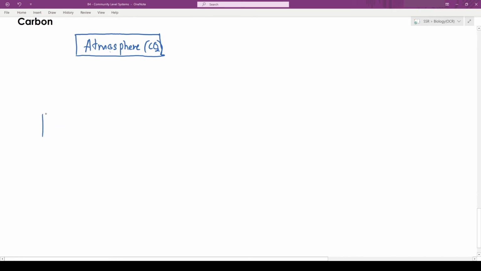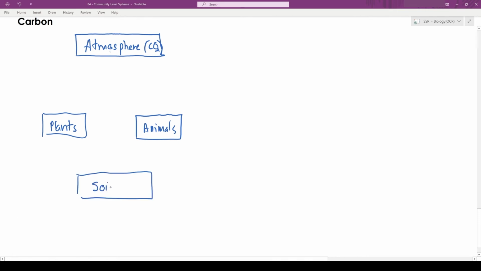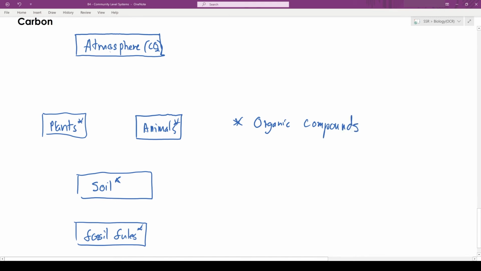The next store that you're going to find is, of course, plants. You will also find carbon stored in animals. You will find it stored in the soil. And you will find it stored in fossil fuels. In all of these stores, carbon is going to be in the form of organic compounds. So things such as glucose, for example, made by the plant.